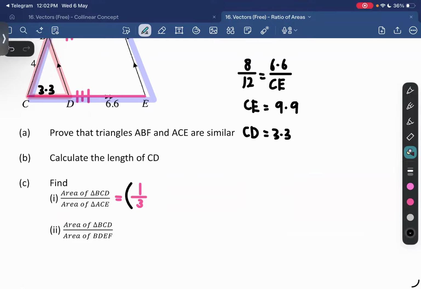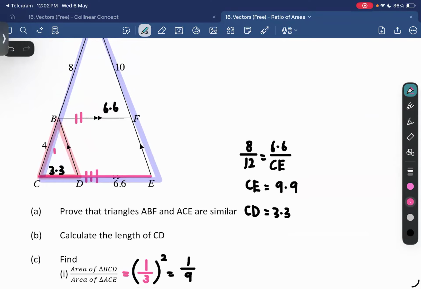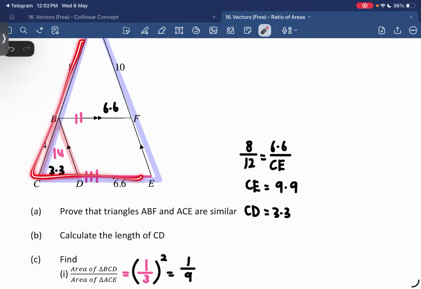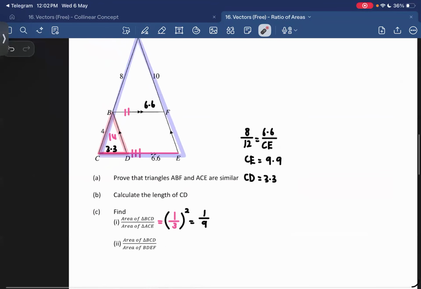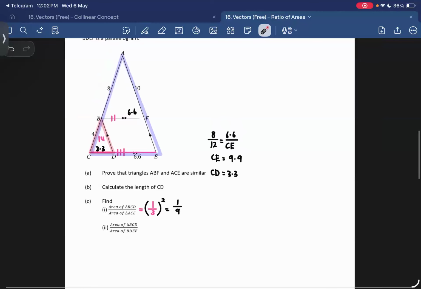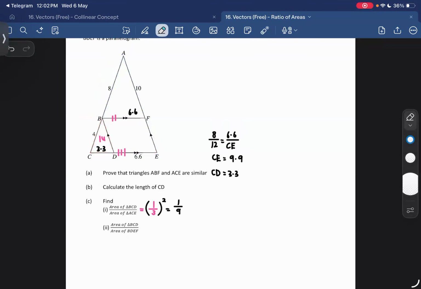But for area ratio, what must you do? You have to square it. Am I right or not? So your area ratio is 1 over 9 because this is similar. Can you see that? So this one is 1 unit, the whole thing is 9 units. That means this thing is 8 units, because you can just minus away. ACE. Let's see what they want for the next thing here.